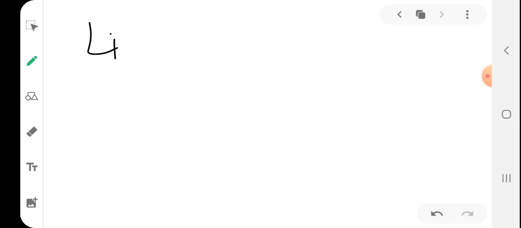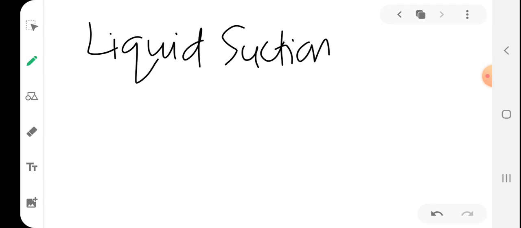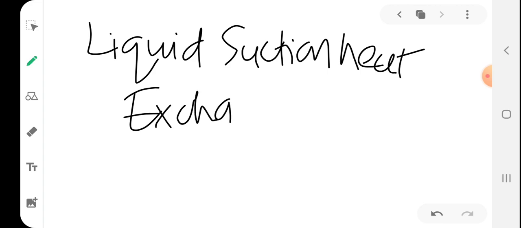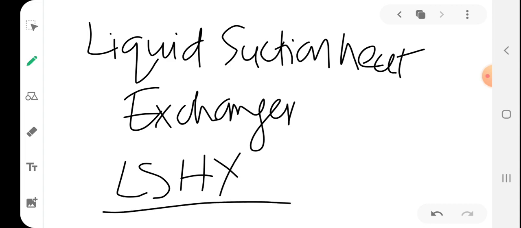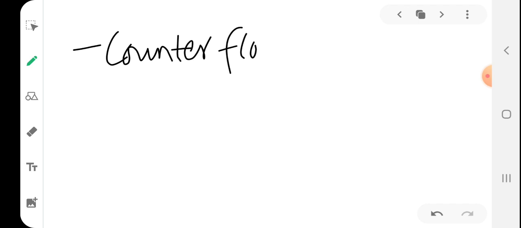A concept called a liquid suction heat exchanger, LSHX. So what is a liquid suction heat exchanger? Students, a liquid suction heat exchanger is a counterflow heat exchanger. You have learned different types of heat exchanger in HMT class, right? Counterflow, parallel flow, cross flow.